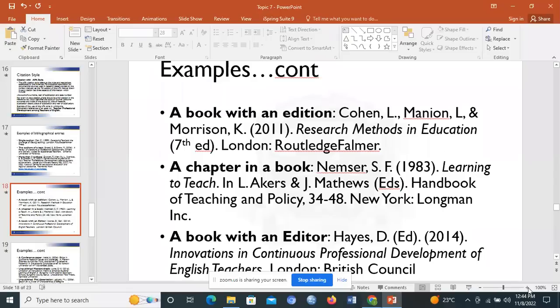Because this chapter is contained within certain specific pages, we must give those pages. So we have 34 to 48. The book was published in New York by Longman Inclusions. So in this new reference, you can see that we have a book. And then we have cited only a chapter, one chapter, because we're not interested in the other chapters. We have cited the pages within which the chapter is found.